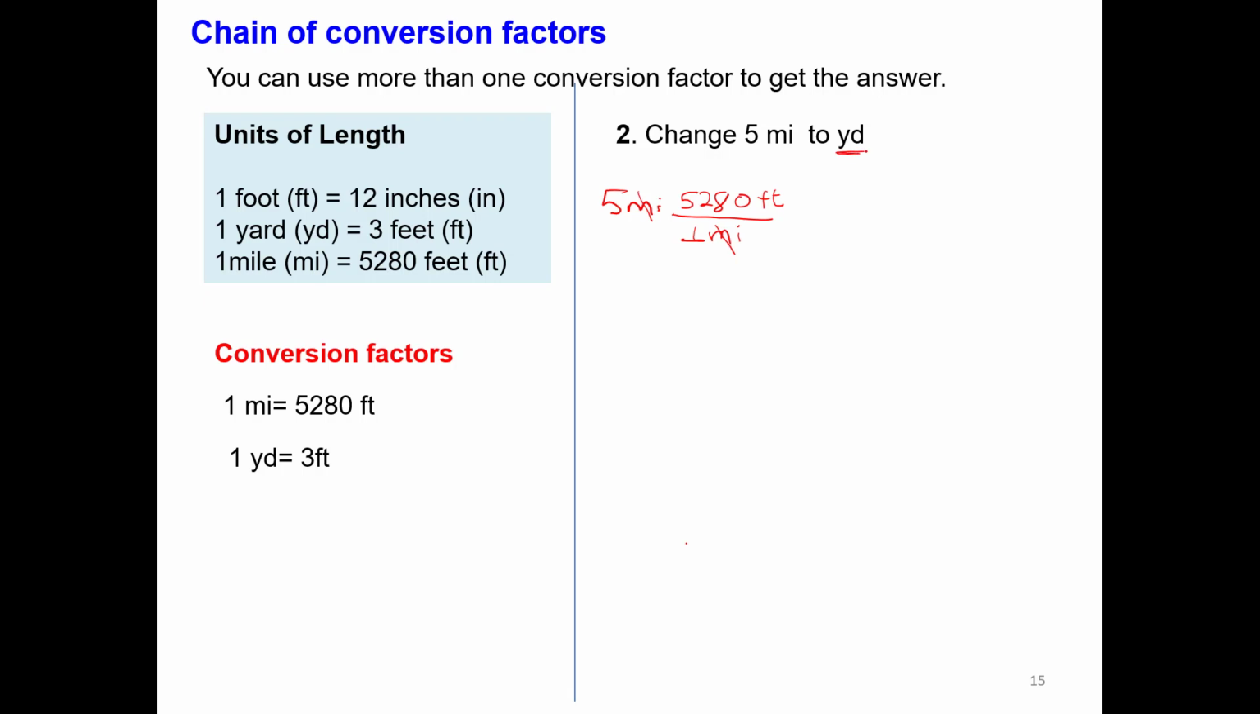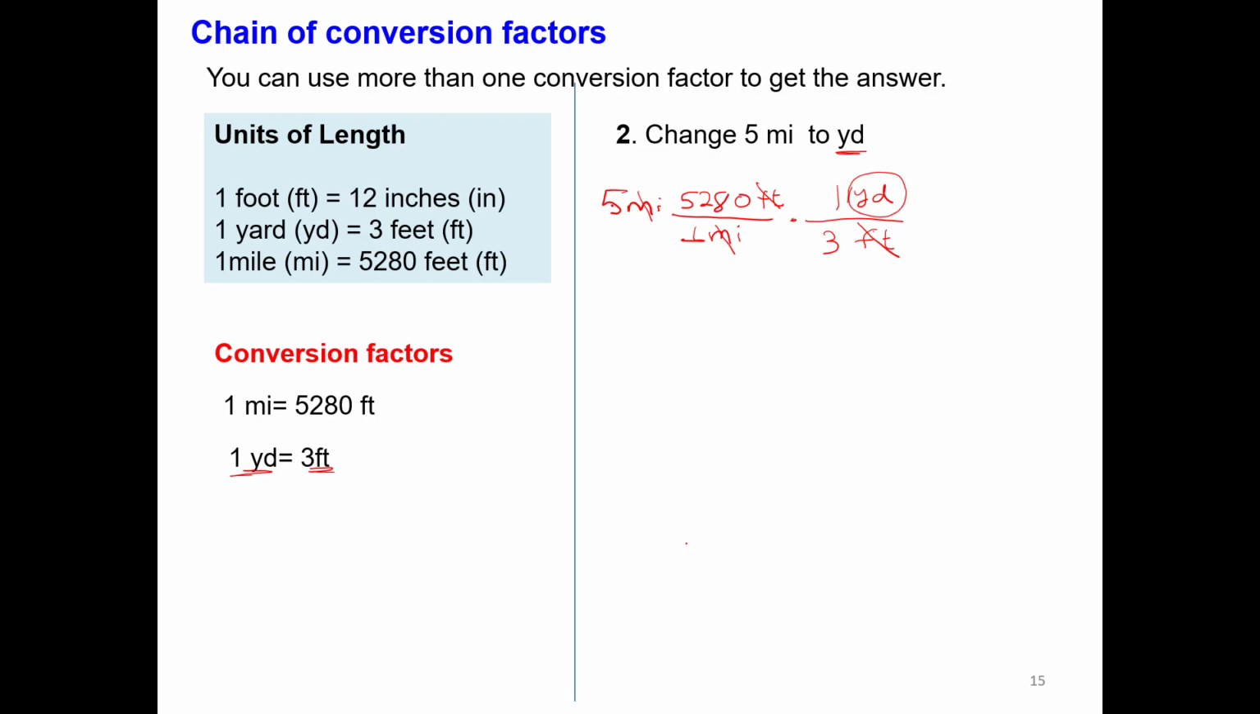Then we need to use the other conversion factors. We need feet in the denominator because we need to cancel out. Then we need 3 feet, and 1 yard on top. Then we have 3 feet, 1 yard. Yes, this is what I wrote there. Now the feet cancel out, and finally we have yards. This is the unit we want.